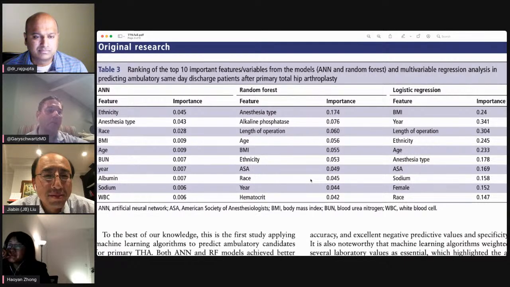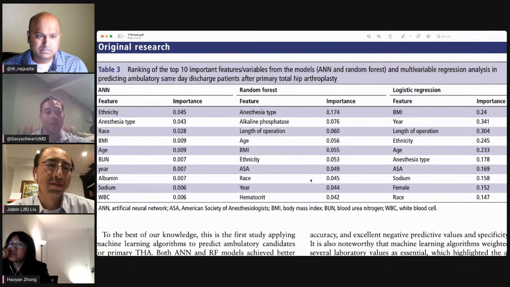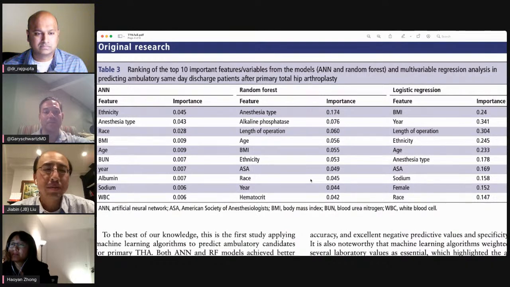And the follow-up is, do you think if we had either insurance data or socioeconomic status, that would be up higher on the list? I'm more just curious. We'd expect age, BMI, ASA status, all these other variables to be up there. I was a little shocked with the ethnicity and the anesthesia type. So, if you guys could comment on that.